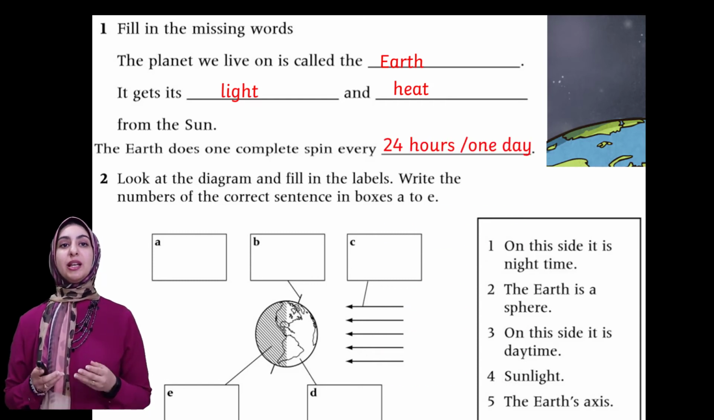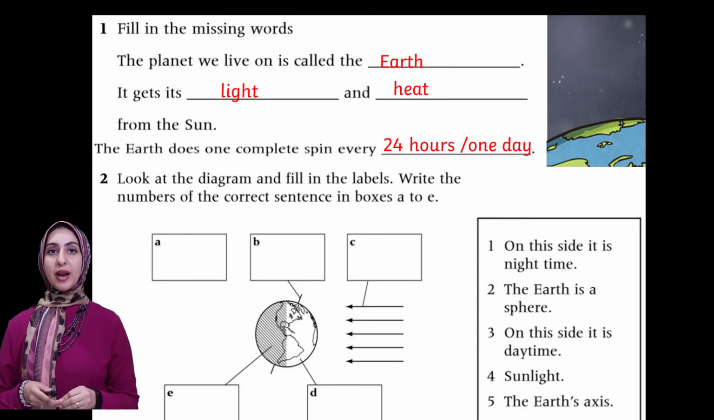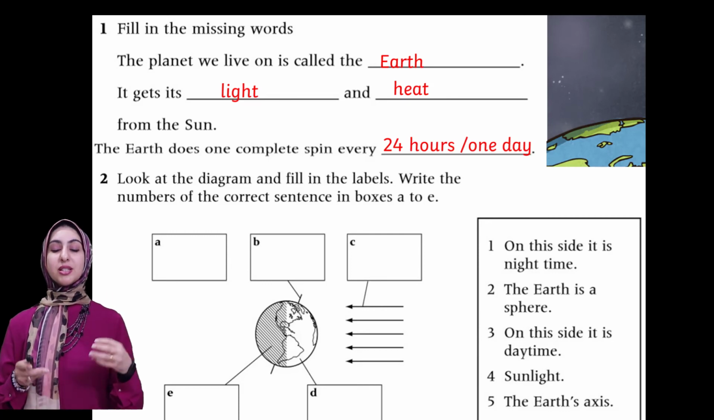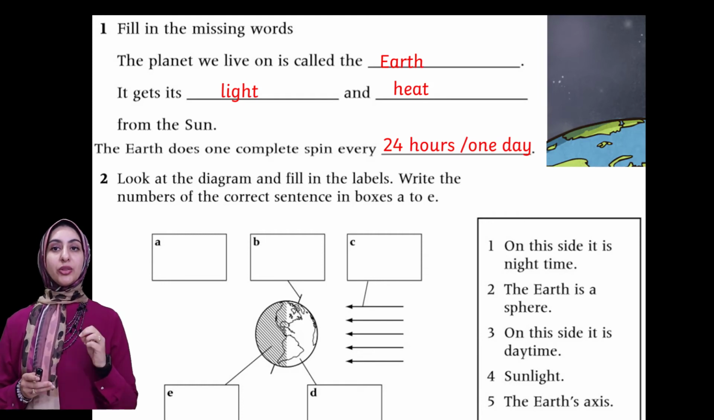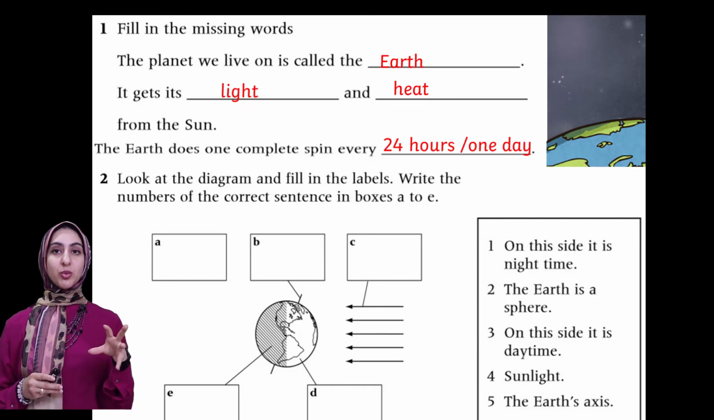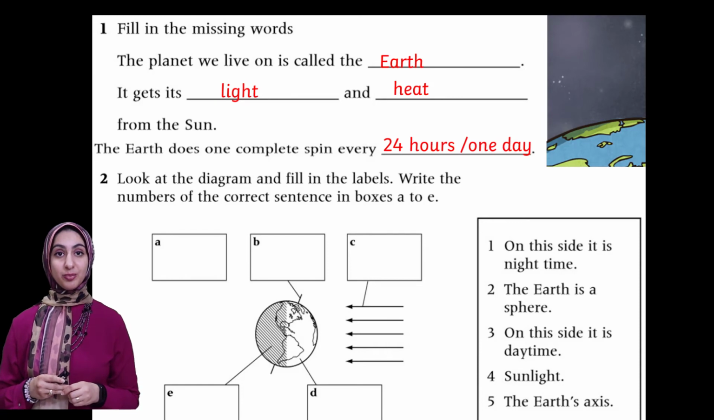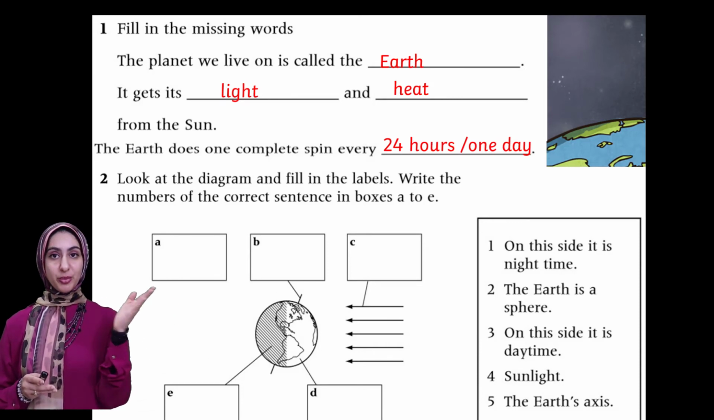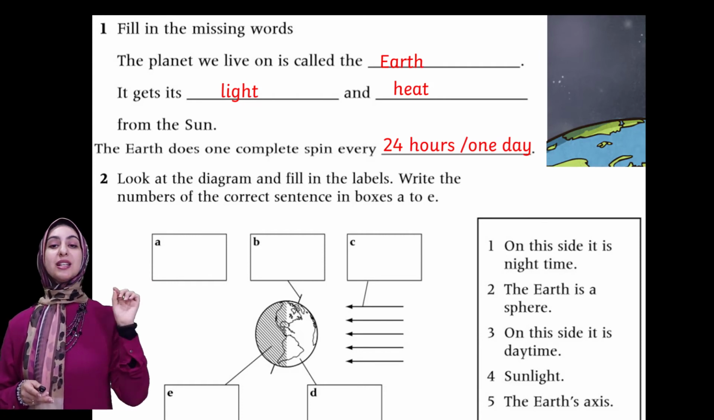Question number 2. Label the diagram and fill the label. Write the numbers of the correct sentence in the boxes A to E. Okay. As we can see here for sentence number 1, on this side it is night time. Okay, which box are we going to choose? Night time is away from the sun, right? And this one is shaded on the diagram, right? So we will choose box E.